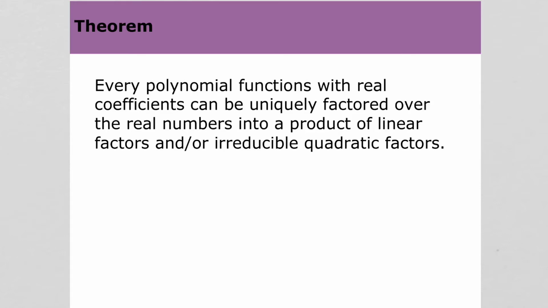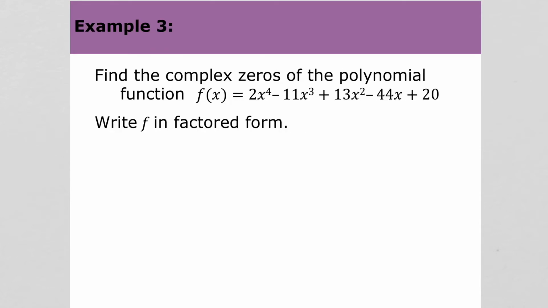Every polynomial function with real coefficients can be factored uniquely over the real numbers into a product of linear factors or irreducible quadratic factors. So we've already talked about that. Okay, example 3. So here is another example of finding the zeros of a polynomial function, except this time some of them are going to be complex.